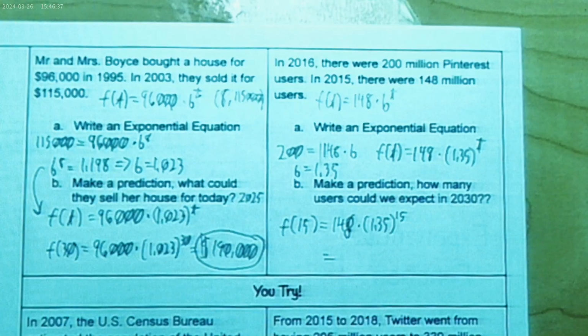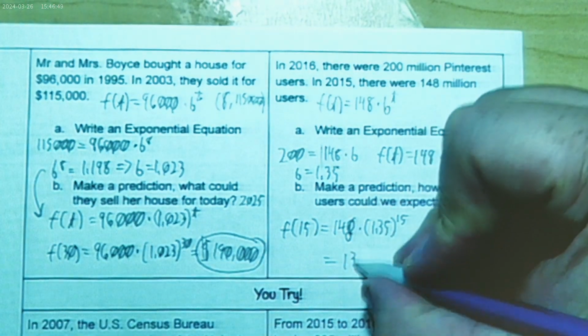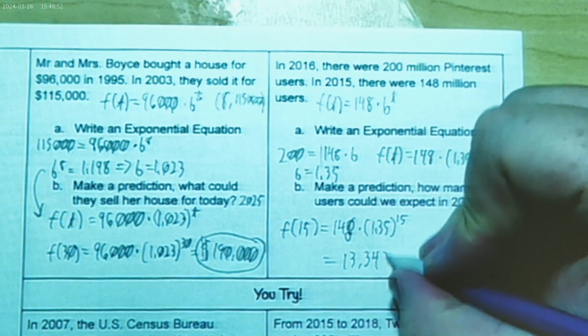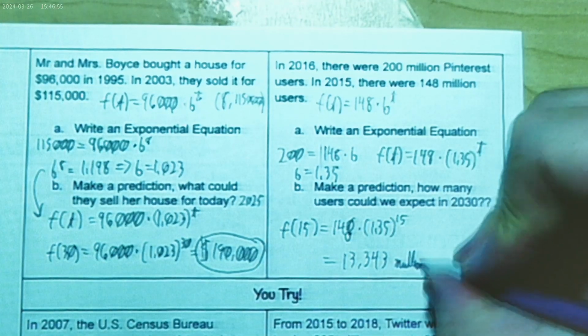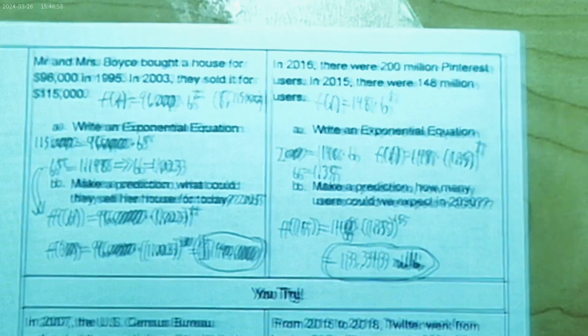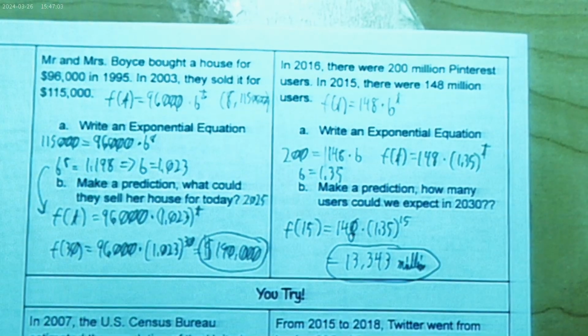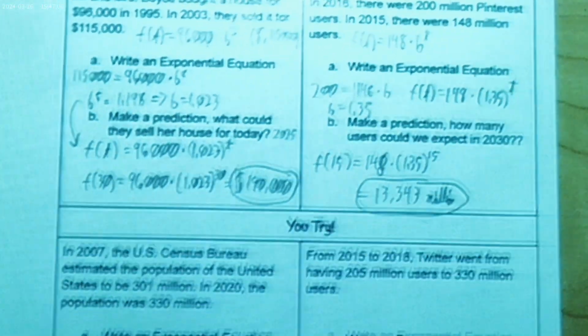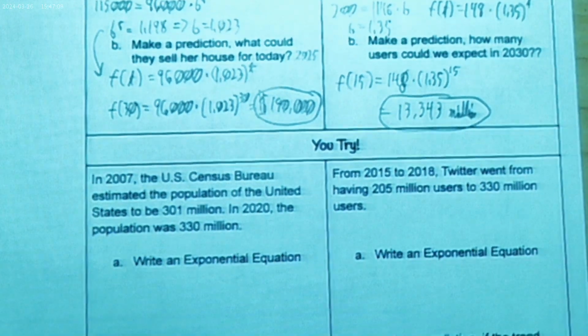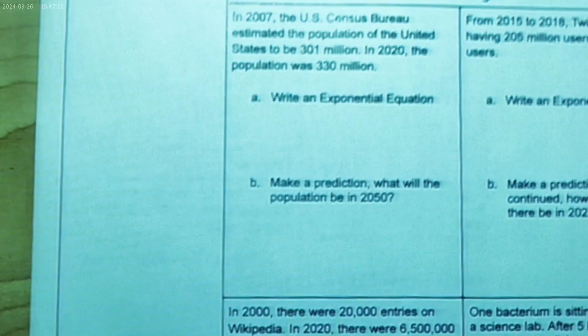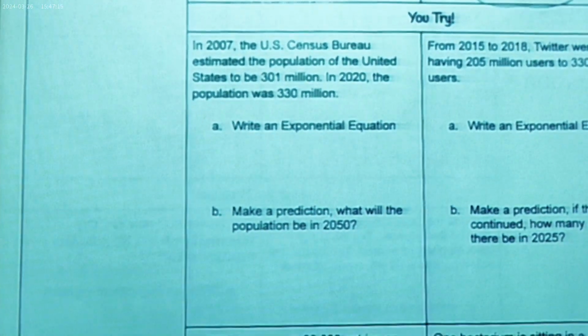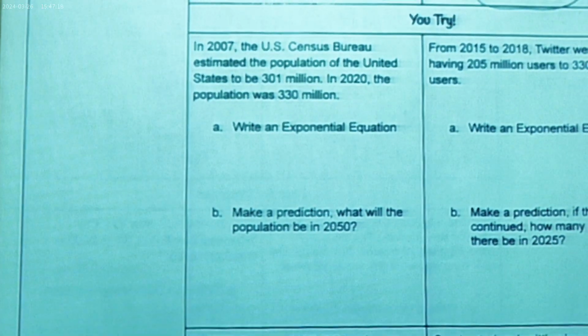I don't have to do anything too complicated, so I'm just going to do this off camera. 148 times 1.35 up arrow 15, and that'll give us 13,343 million, which is technically 13.343 billion, but everything is in reference to millions, so that's what I'm going to stick with. Now, you try. Oh, thank goodness. I finally have an opportunity to test out my skills. I was worried I'd have to go the entire video without seeing if I could do these problems.